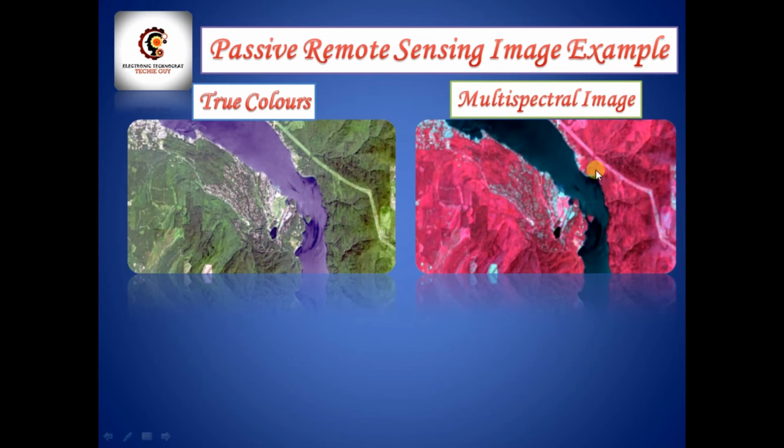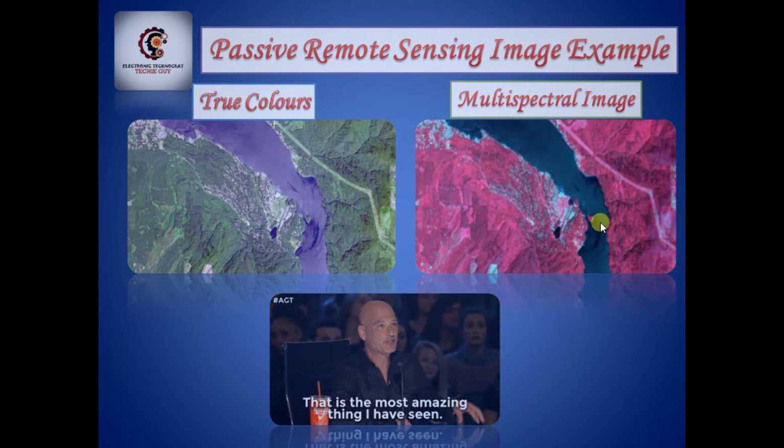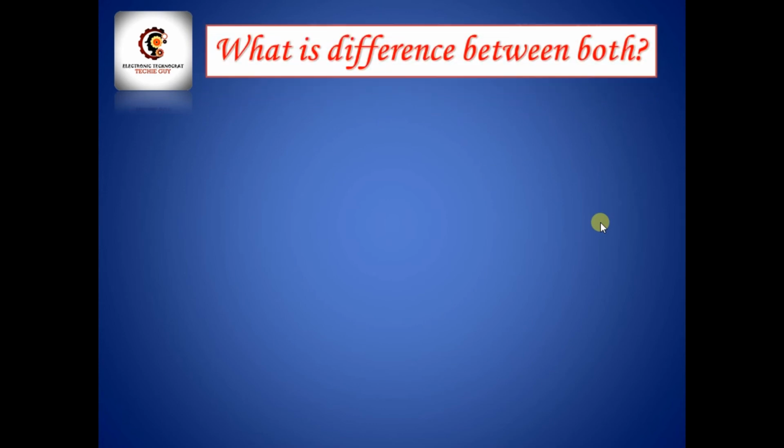And this may be a transmission line because it has the same width, so it is very easy to understand. This is a Rocky Mountain image in different spectral forms. Alright, this is the most amazing thing I've ever seen. This is a very easy example to understand passive remote sensing. Alright, what is the difference between both?